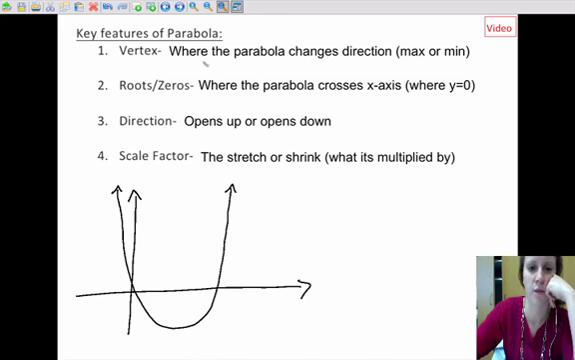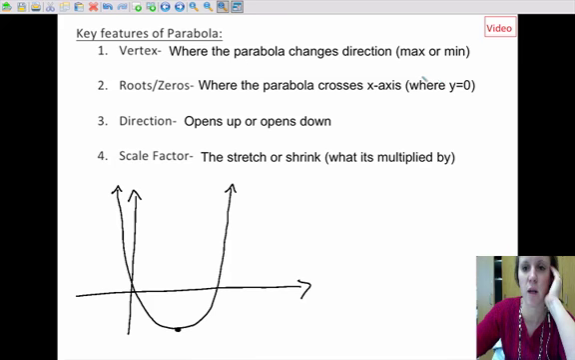The vertex of a parabola is where it changes direction. It's either the maximum point or the minimum point. In this case, the vertex would be the minimum point. It's the lowest point on the parabola. If our parabola opened downward, then the vertex would be the maximum point on the parabola.